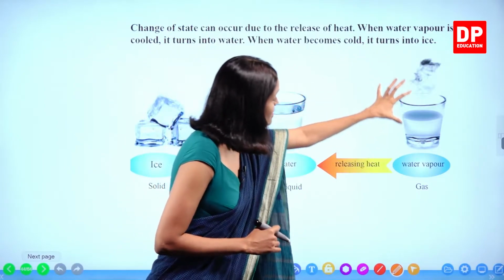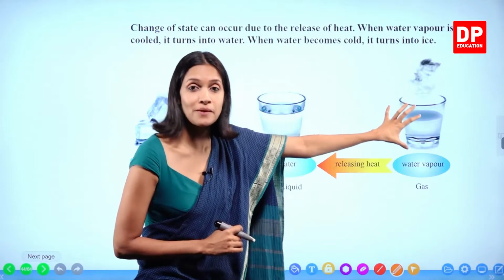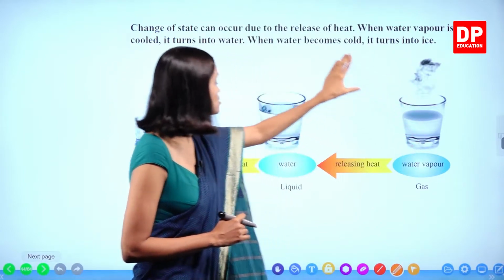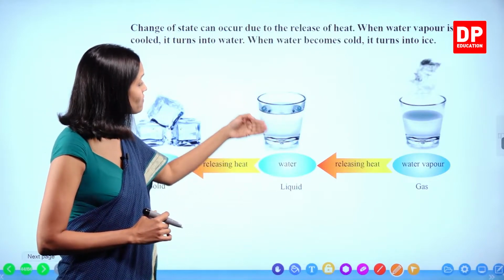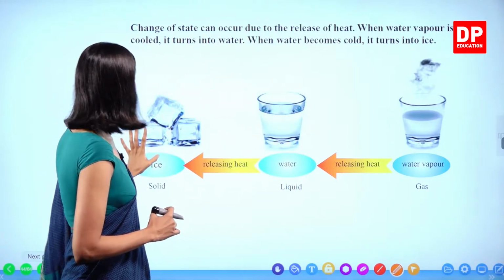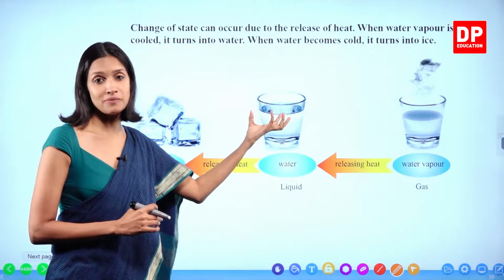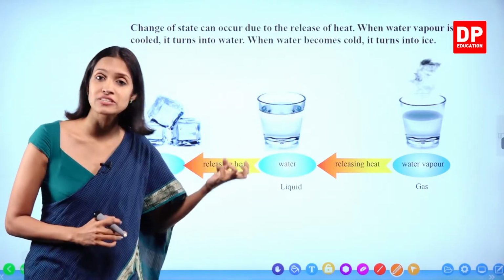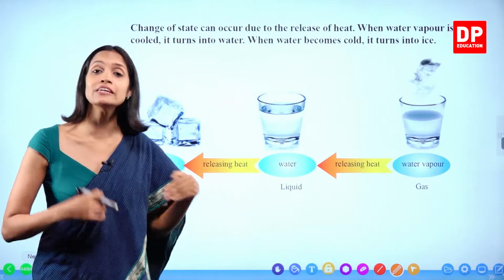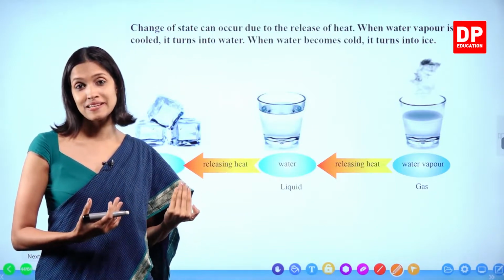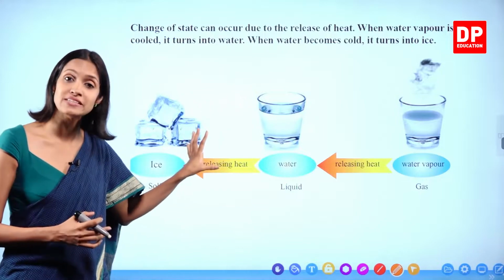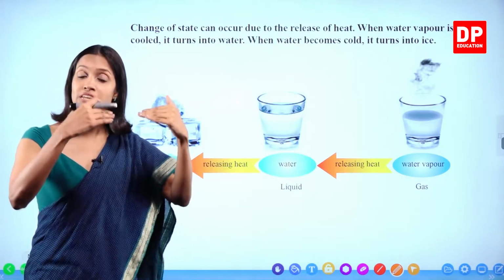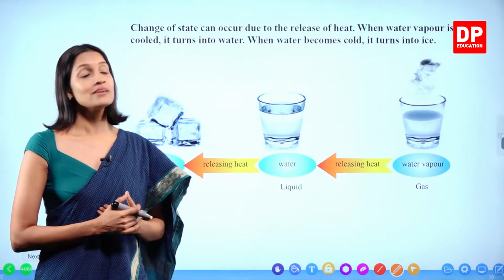If we cool this water vapor, what will happen? It will again change into liquid water. Right? So, when we cool this liquid water, what will happen? If we place some liquid water in the refrigerator, in the freezer part, what will happen? It will turn into solid ice. Right? Thereby, by placing this water in the refrigerator, what do we do? We reduce the temperature. Right?